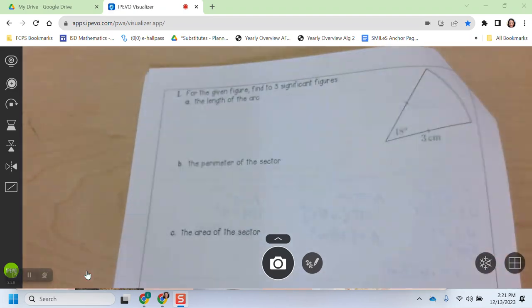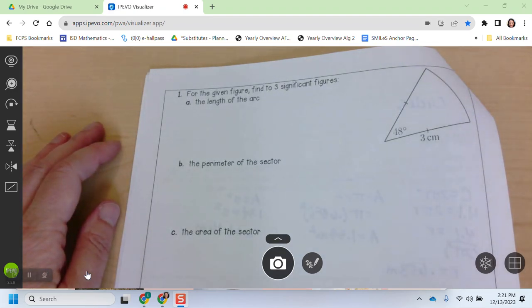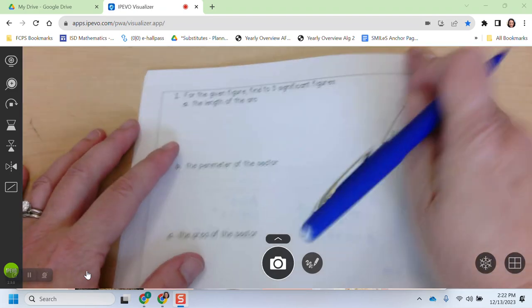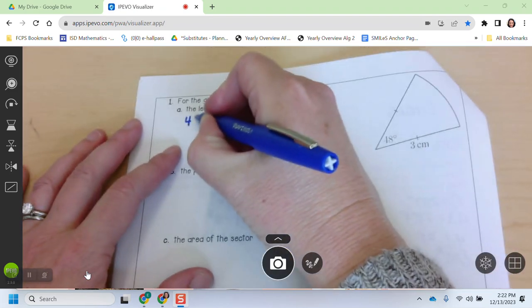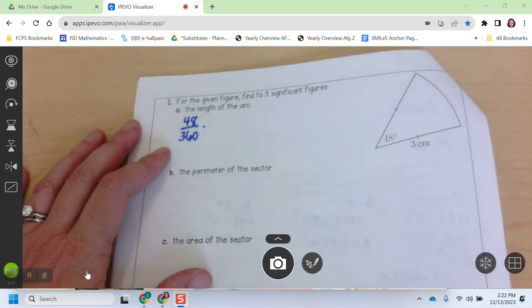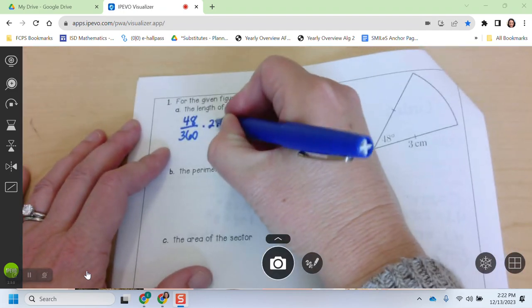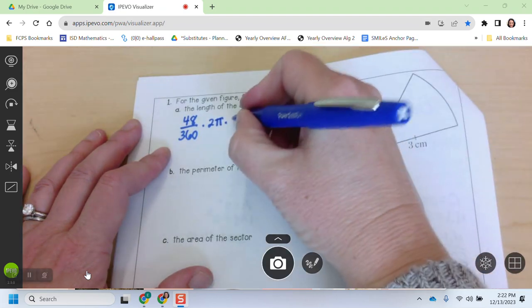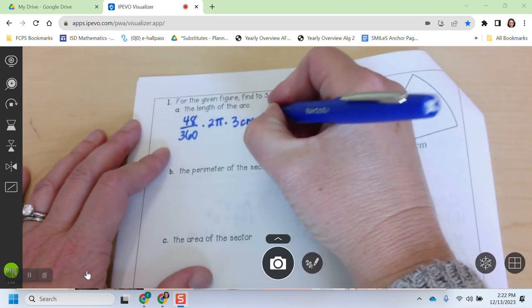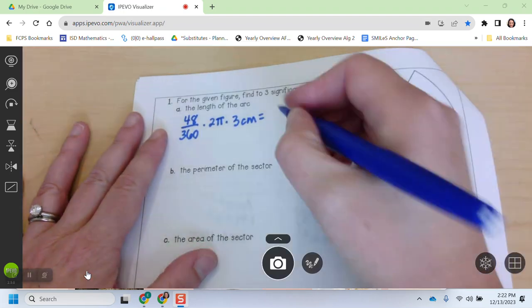All right, so in number 1, we're going to find the length of the arc. And so we're going to be using our circumference formula, 2 pi r, and we're going to multiply it by the fraction of the circle we have. So we have 48 degrees out of 360 total in the circle times 2 pi times the radius of the circle, which is 3 centimeters. Okay, and so you'll multiply that on your calculator, and you should get that it's about 2.51 centimeters.